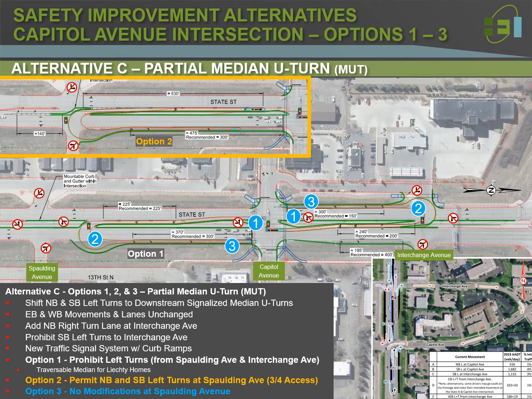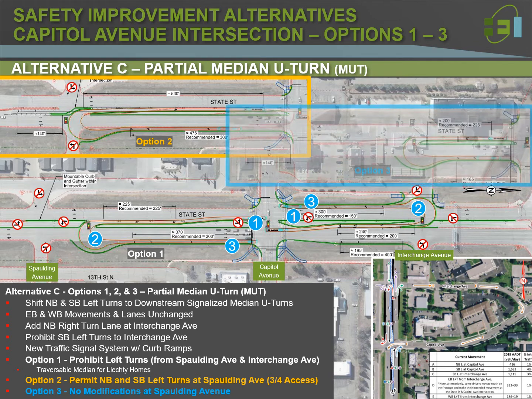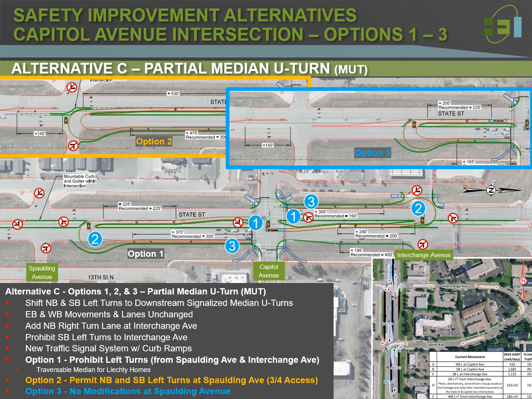Alternative C, option 2 modifications are similar to option 1, with the primary difference being the south median U-turn is relocated to the Spaulding Avenue intersection, creating a 3/4 axis intersection, permitting northbound and southbound left turn movements from State Street onto Spaulding Avenue, and providing a traversable median. Alternative C, option 3 modifications are also similar to option 1, with the primary difference being the south median U-turn is relocated north of the Spaulding Avenue intersection, resulting in no modifications to the Spaulding Avenue intersection.